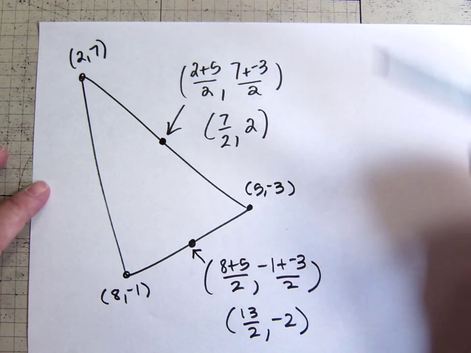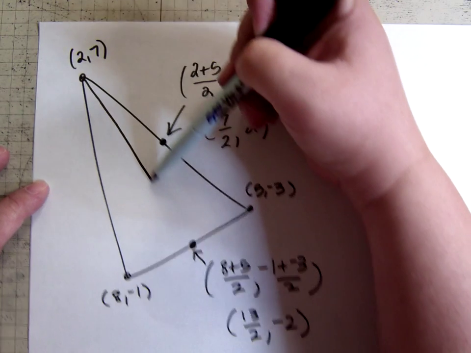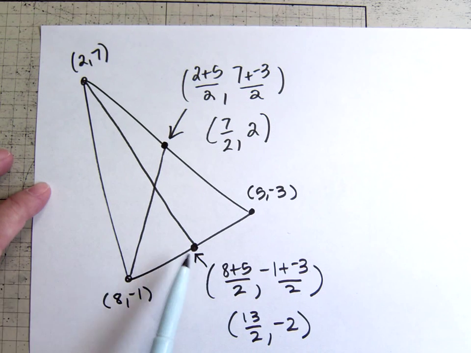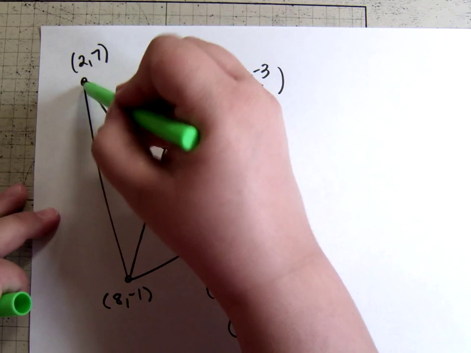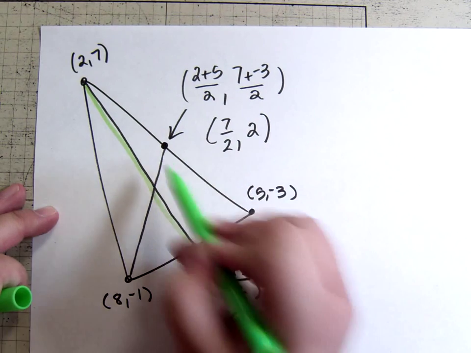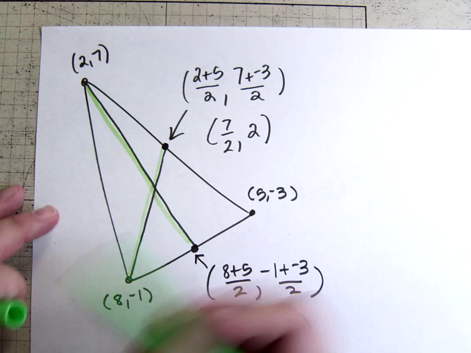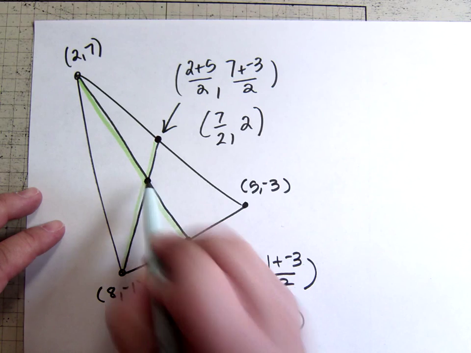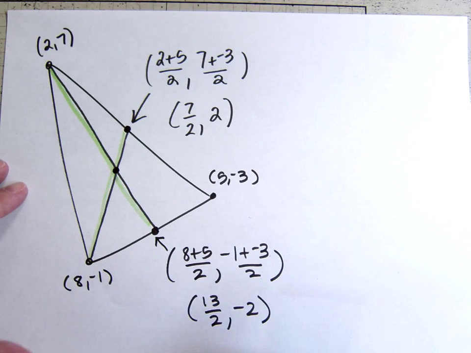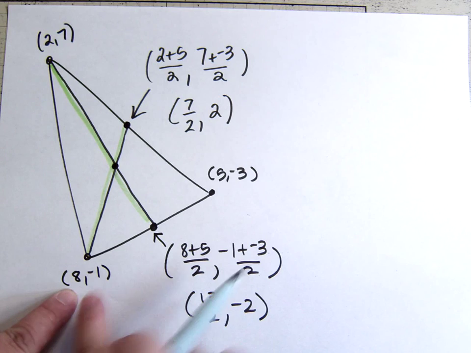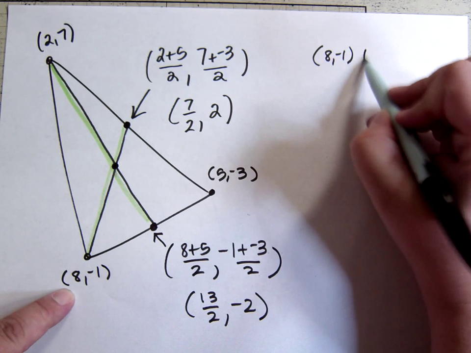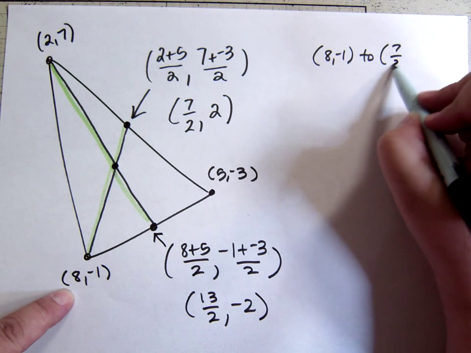So if I want to know where the medians meet, here's a median, here's a median. I need to look at the equation of each of those 2 lines that I just drew, the ones that I'm going to highlight now in green here. That one and that one. If I can find an equation for each of those lines and then figure out where they meet, that's my centroid. Okay, so I'm going to figure out the equation for the line that goes from 8, negative 1 to 7 halves, 2.